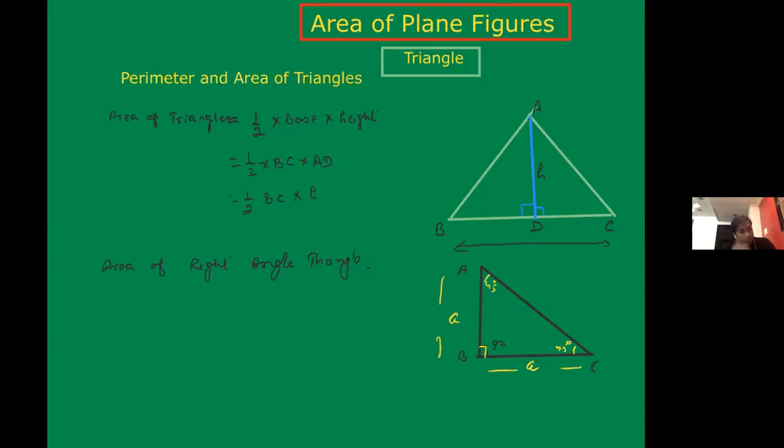So we know the Pythagoras theorem. So AC square equals AB square plus BC square. So it will be A square plus A square equal to 2A square. Okay, so AC equals root 2 A. So AC will become root 2 A.